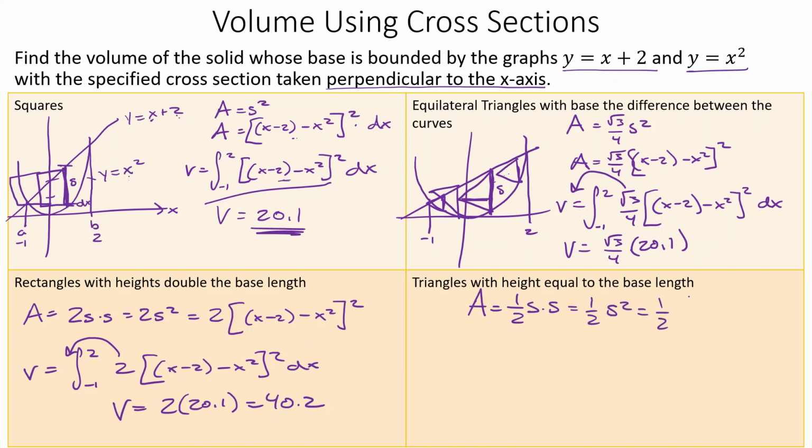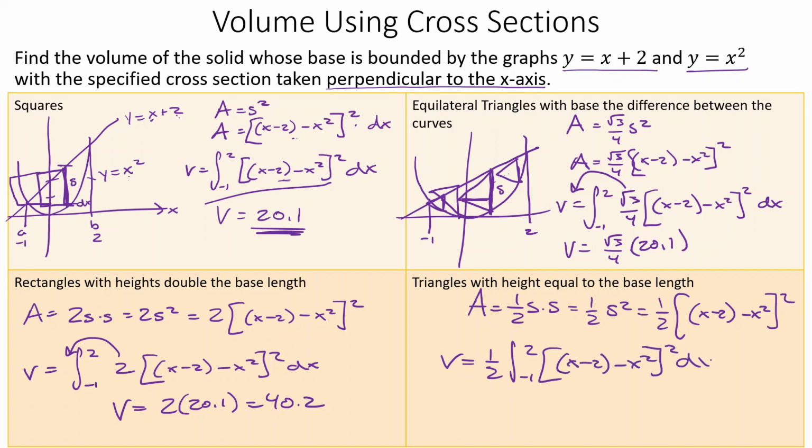Or in other words, 1/2 of that side that we've been using the whole time, (x - 2 - x²) quantity squared. So we get that our volume will be 1/2 the integral from -1 to 2 of that same integral we've had this whole time, (x - 2 - x²) quantity squared dx. So our volume is 1/2 of 20.1, which is 10.05. Neat how that worked. They were all kind of related to each other there. All right, let's try another one.